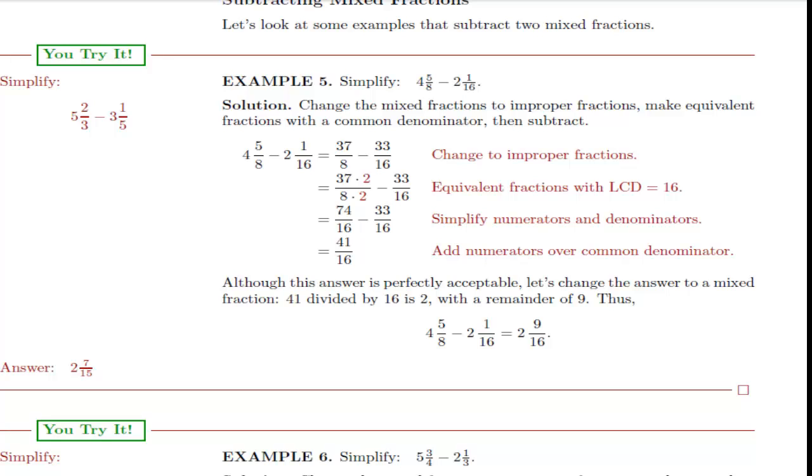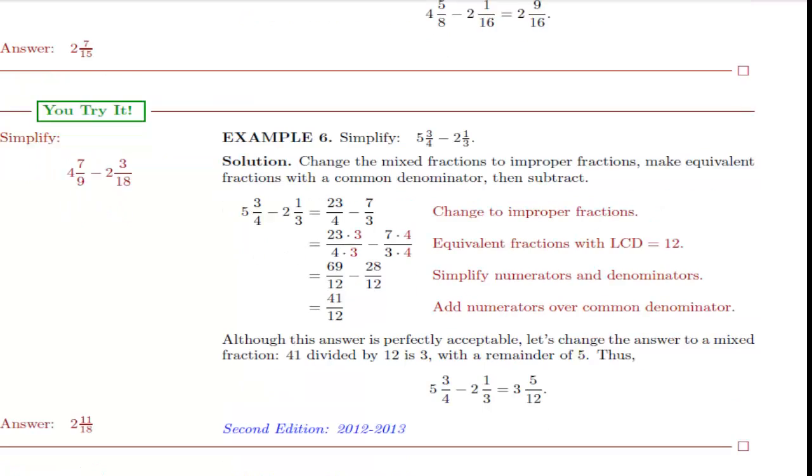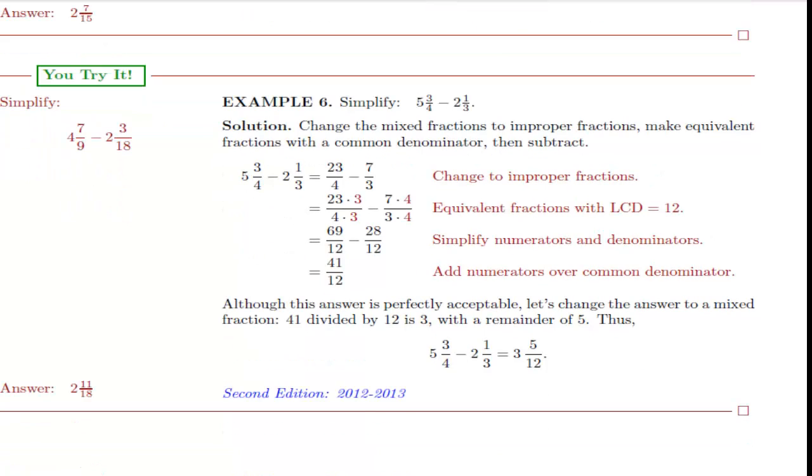Then 37/8 is equivalent to 74/16. Then 74 minus 33 in the numerator is 41, so we get 41/16. Although this answer is perfectly acceptable, let's change the answer to a mixed fraction. 41 divided by 16 is 2, with a remainder of 9. Thus 4 5/8 minus 2 and 1/16 equals 2 and 9/16. Example 6. Simplify 5 and 3/4 minus 2 and 1/3. Solution. Change the mixed fractions to improper fractions, make equivalent fractions with a common denominator, then subtract.